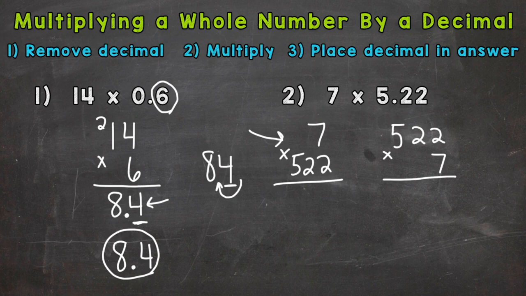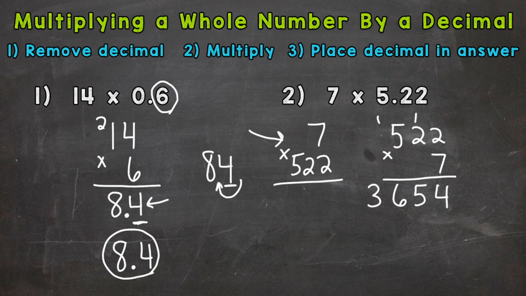So now we multiply. Step 2, we multiply and solve here. 7 times 2 is 14. 7 times 2 is 14, plus that 1 is 15. 7 times 5 is 35, plus 1 is 36. So we get 3,654. But that's not our final answer. We need to place the decimal.